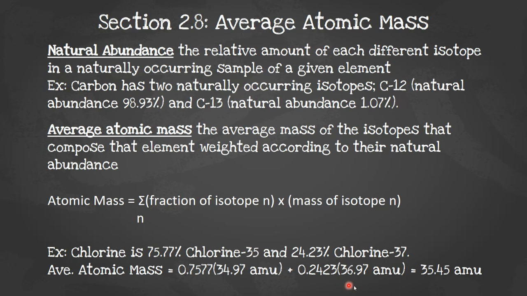This would have to be given. You can't figure that out on your own. So times 36.97 AMU, and we get 35.45, which, if you look at the periodic table, is the actual average atomic mass of chlorine.